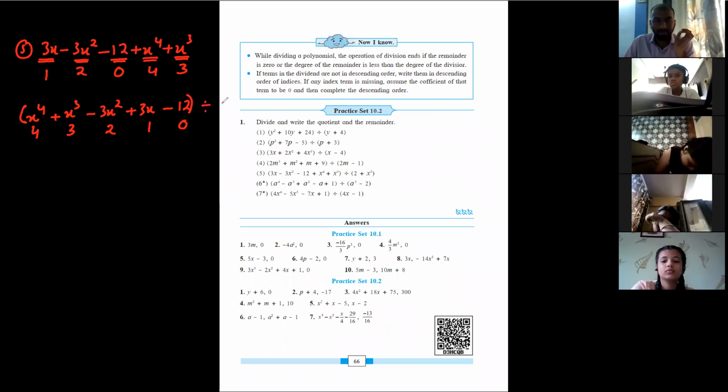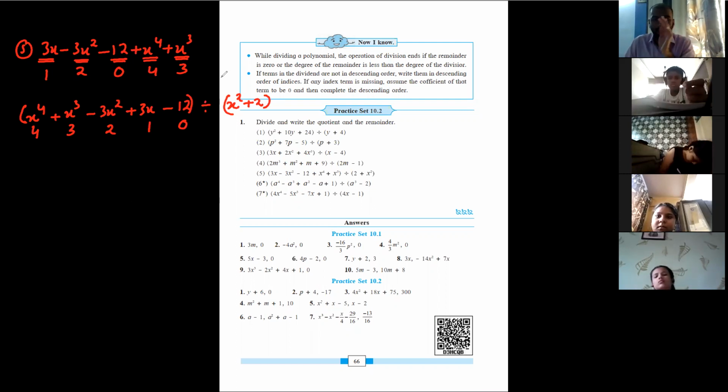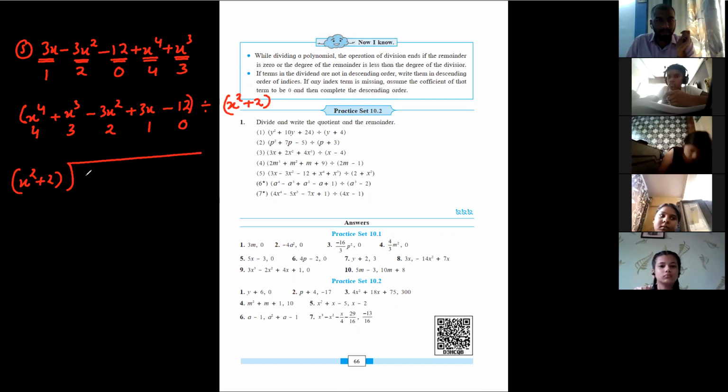I have to divide this number by what? Over here also I have to arrange them. So I'll write x square first, then I'll write 2 over here, because I know the degree of x square is 2 and the degree of 2 is 0. So I'll write x square first and 2 after. So I have written x square plus 2. This number you will divide by x raised to 4 plus x cube minus 3x square plus 3x minus 12.